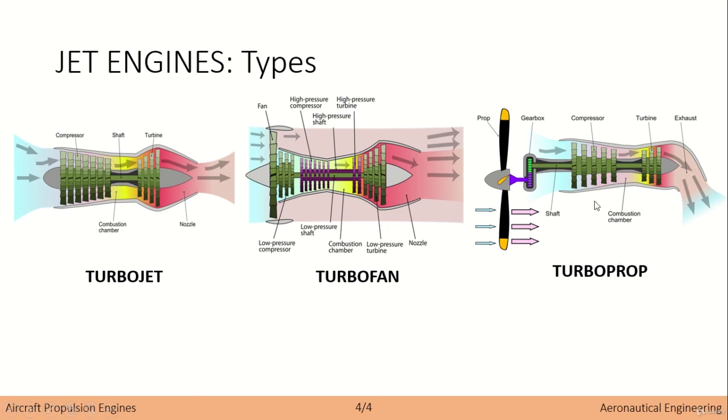And finally we have the turboprop, which is similar to the turbojet, but the amount of thrust is not a consequence of the exhaust itself, not of the velocity of ejection. Rather, because we are moving the shaft, as we mentioned before, we are able to move a propeller. So this is what generates the most thrust.